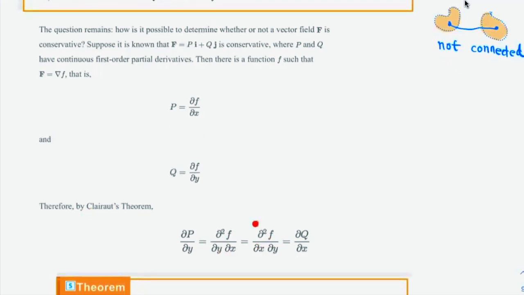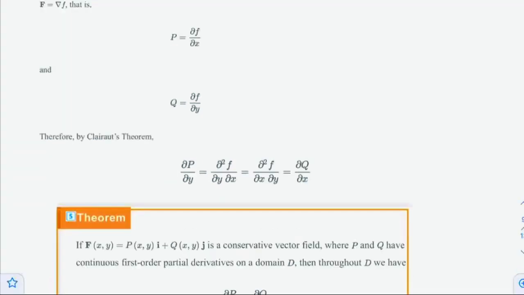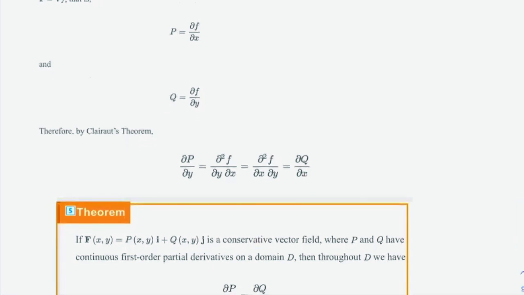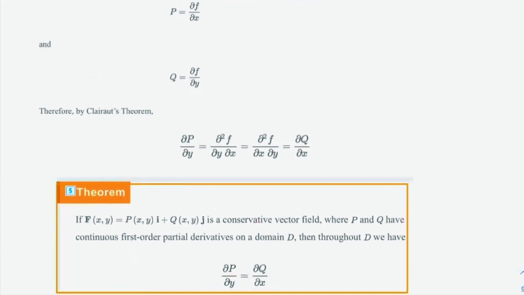Now, this one over here is exactly equal to this function differentiated with respect to x. So these two are equal. So now we have a theorem. If big F is equal to Pi plus Qj, is a conservative vector field, and P and Q have continuous first partial derivatives on a domain D, then throughout the domain D, we have the partial derivative of P with respect to y is equal to the partial derivative of Q with respect to x.